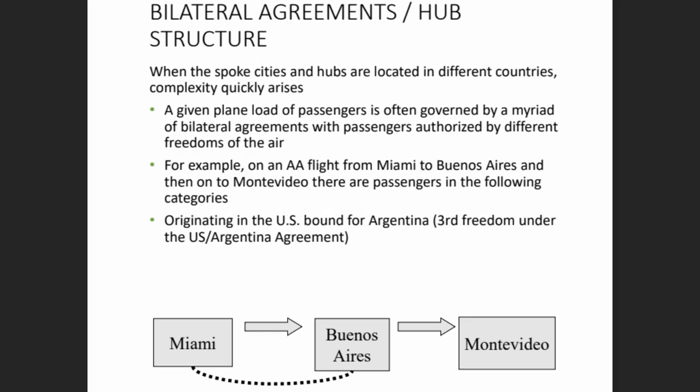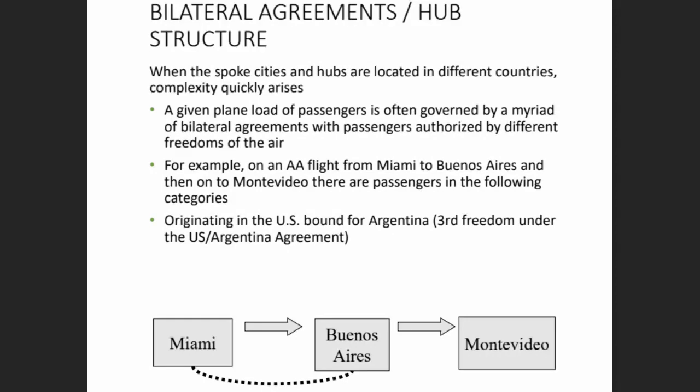Then we have, looking into bilateral agreements, hub structure. When spoke cities and hubs are located in different countries, complexity quickly arises. A given planeload of passengers is often governed by myriad bilateral agreements, with passengers authorized by different freedoms of the air. For example, American Airlines flying from Miami to Buenos Aires in Argentina, then onward to Montevideo, Uruguay. Their passengers fall in the following categories: originating in the U.S. bound for Argentina, that's third freedom. That's a bilateral agreement between the U.S. and Argentina.